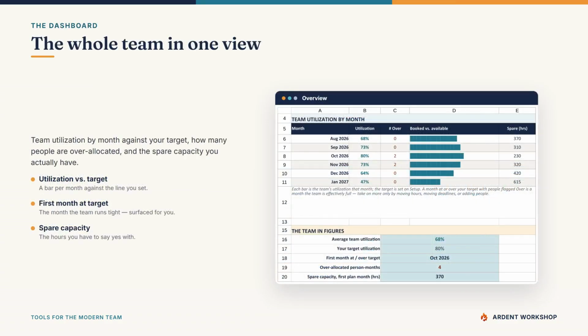The overview pulls it all together. Team utilization by month against your target, how many people are over-allocated, and the spare capacity you actually have. It even surfaces the first month you run tight. So when the next project lands, you answer, "Can we take this on from the numbers?" Before the meeting, not after.